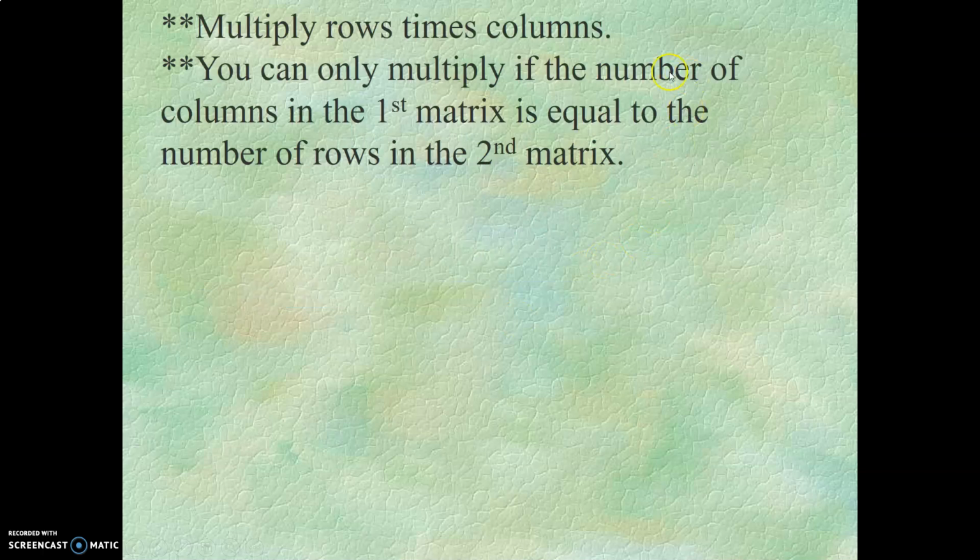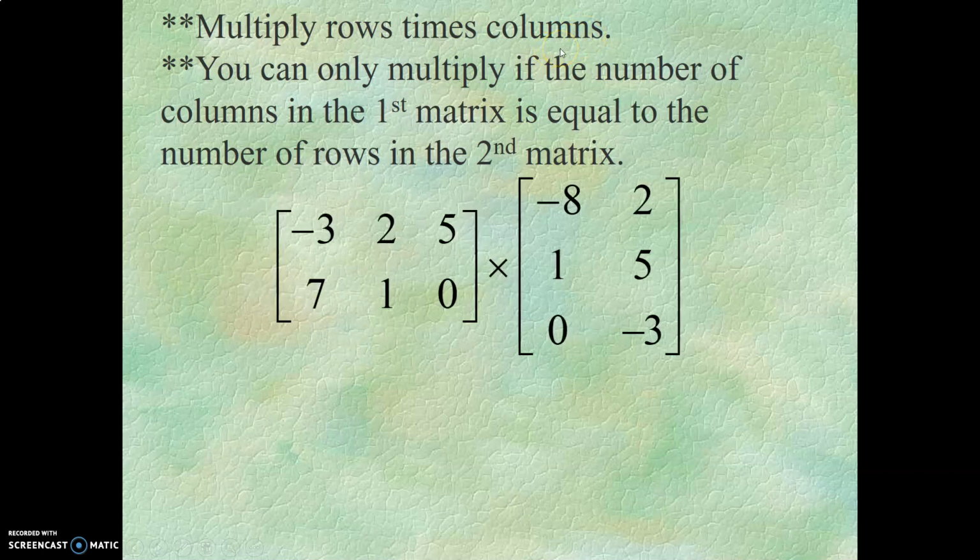So a couple details. You are basically multiplying rows times columns. So rows of your first matrix times the columns in the second matrix, because you would have two matrices together like this. So I'm going to go across a row and down a column, and that's how you would multiply.